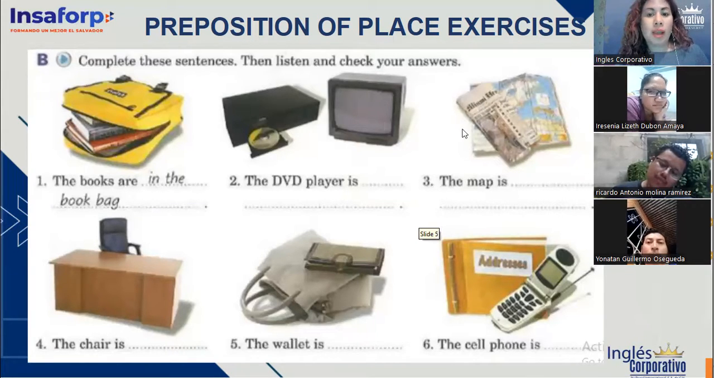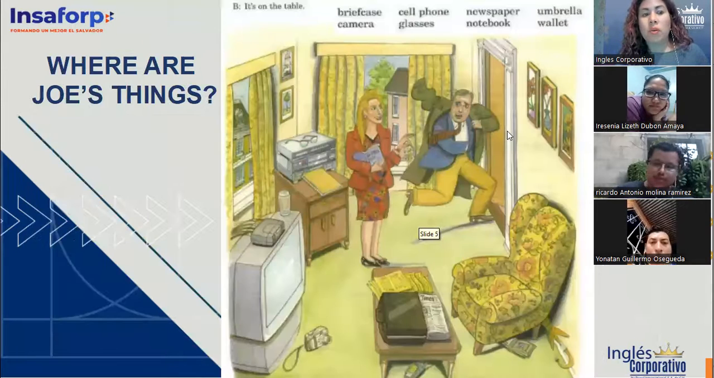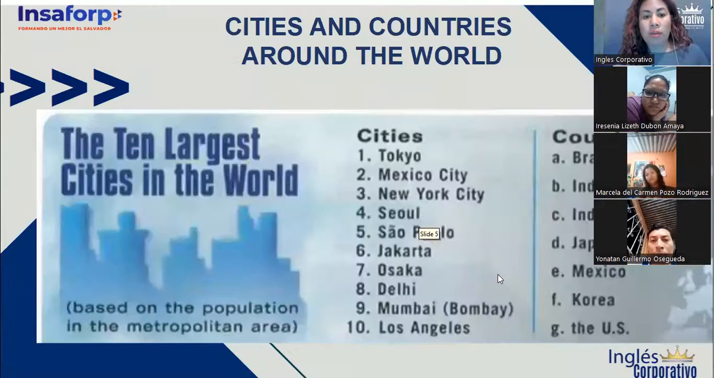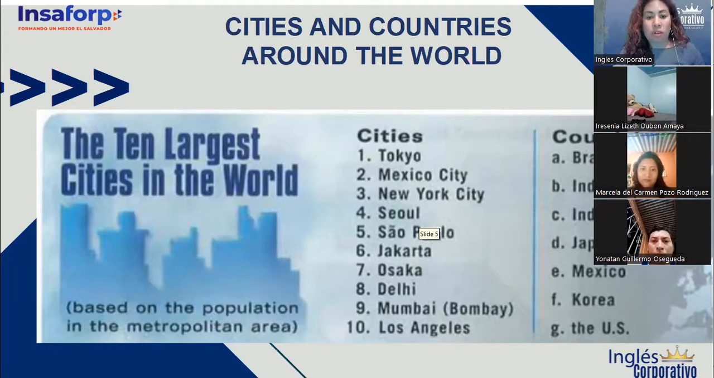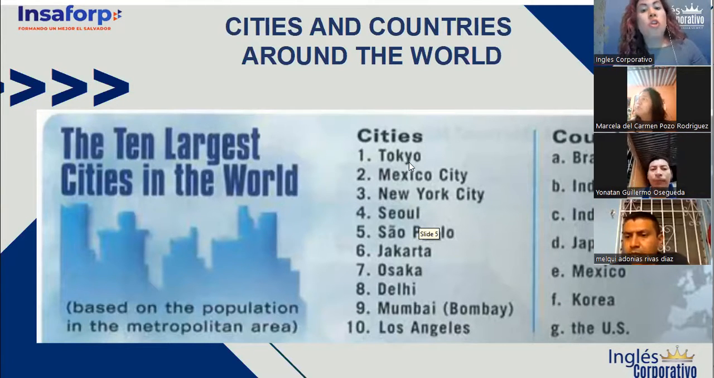Okay. All right. So, actually, we're not going to do this one. We're going to do this. Okay. We have the 10 largest cities in the world. So we have the biggest cities according to population. We have Tokyo. Repeat after me. Tokyo.